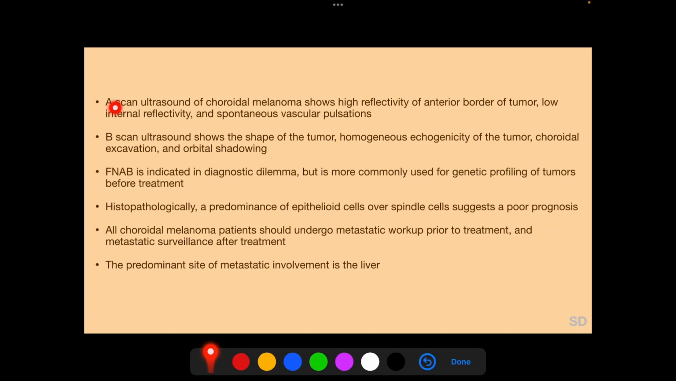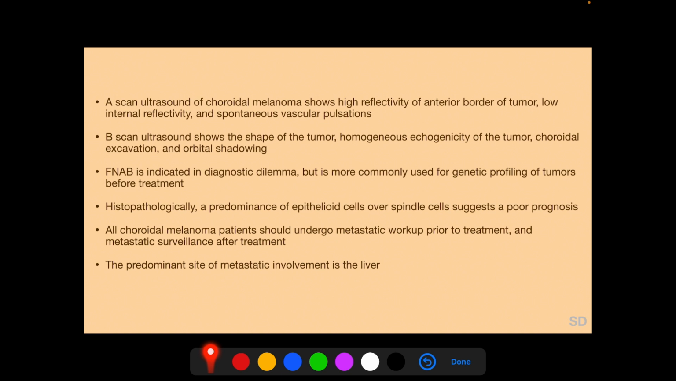A-scan ultrasound of choroidal melanoma shows high reflectivity of the anterior border of the tumor, low internal reflectivity of the tumor, and spontaneous vascular pulsations within the tumor. B-scan ultrasound shows the shape of the tumor, homogeneous echogenicity within the tumor, choroidal excavation, and orbital shadowing. Fine needle aspiration biopsy is indicated in diagnostic dilemma but is more commonly used for genetic profiling of tumors before treatment with globe-sparing radiotherapy. Histopathologically, a predominance of epithelioid cells over spindle cells suggests a poor prognosis for the patient.